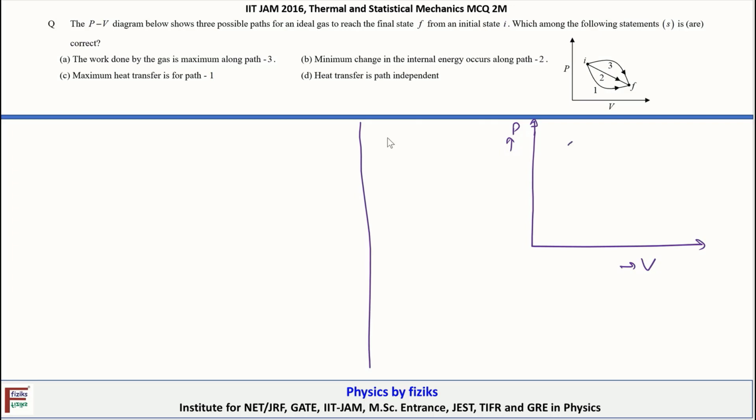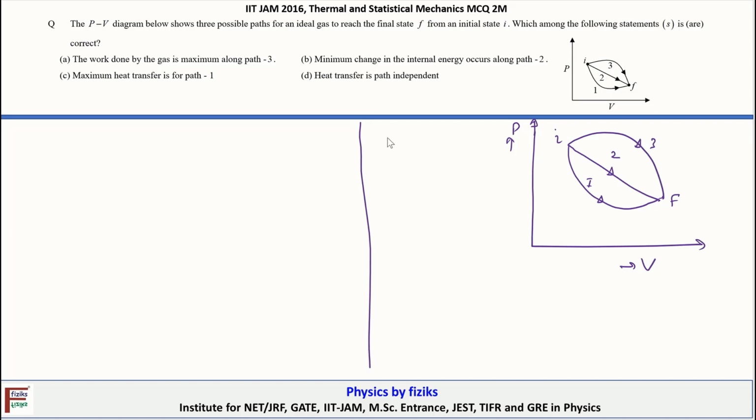Okay, so let me draw the diagram again, so that we can figure it out. This is process 3, and this is process 2, and then we are having process 1. Okay, this is process 1. And this is the initial equilibrium state, and this is the final equilibrium state.